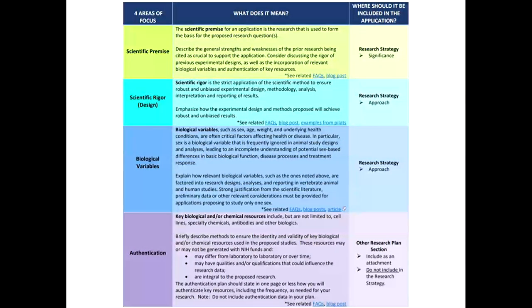So what's important is that you can list the total number of animals, because that's still part of the instruction for the vertebrate animals section. But how you got to that number, which is a really important component of the application to determine whether it was appropriately powered, should be included in the research strategy section. The rationale underlying that was that reviewers are busy and they might not always be able to give enough attention to the vertebrate animal section. By putting that information in the research strategy section, where the rest of the discussion of scientific rigor is, it will allow reviewers to focus on that really important element. So the power analysis you did to come up with that number should be in the research strategy section.